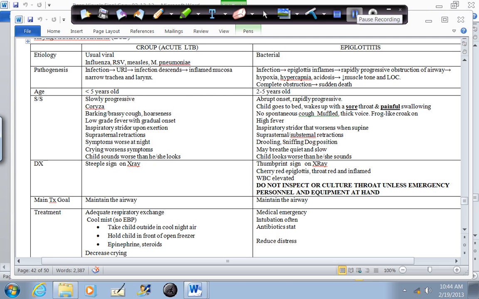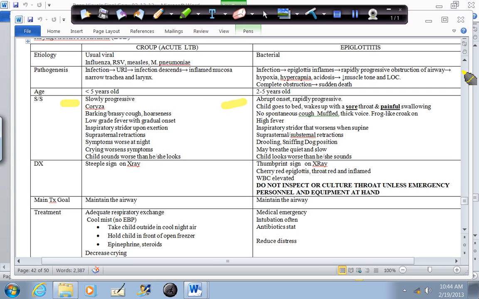Croup usually happens to someone less than 5 years old. In epiglottitis, we see it between 2 and 5 years old. Croup is slowly progressive. Epiglottitis is rapidly progressive, which happens very suddenly. Croup will show up as coryza to start with. That's an upper respiratory sort of nasal congestion, which is what coryza essentially is.